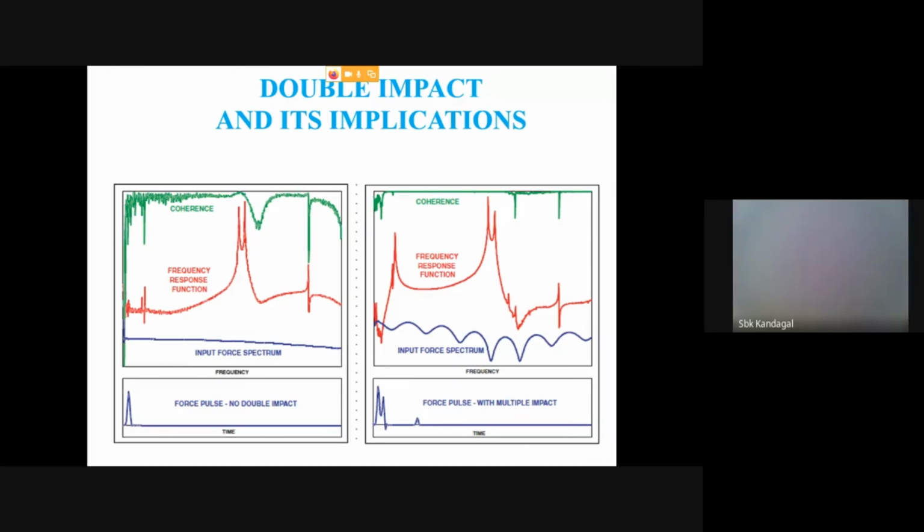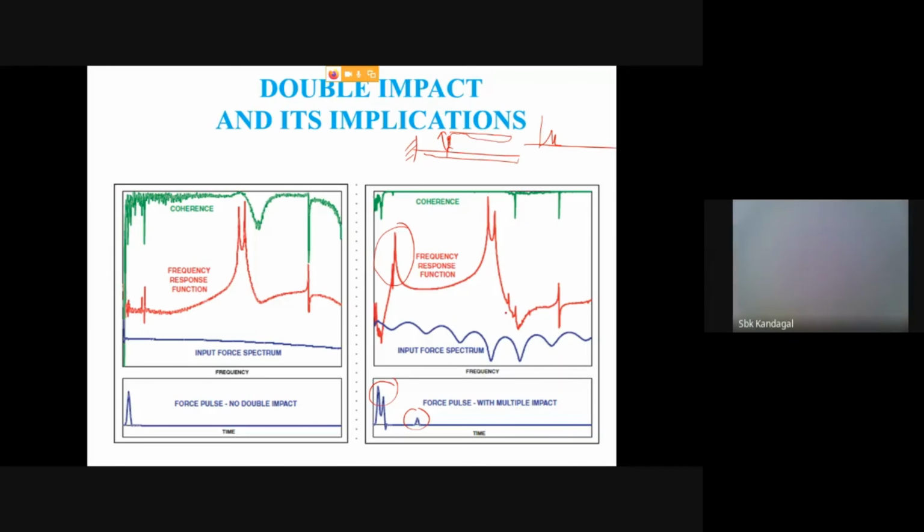So the precaution that you should take in the case of the impulse hammer is to be very cautious not to give a double impact. Observe here. Whenever you are using this impulse hammer, before you take it out, the structure will bounce and hit it. So in the time domain, you will have two pulses. This will corrupt your FRF.